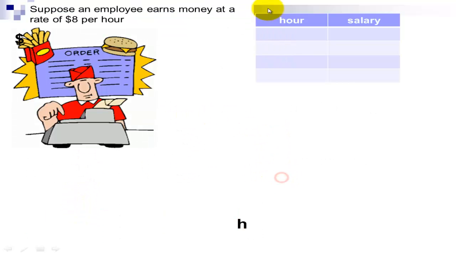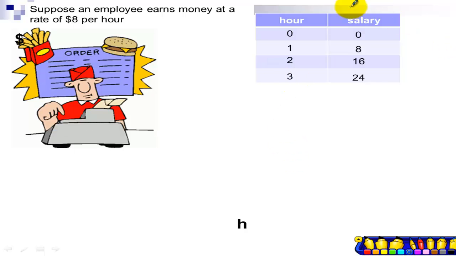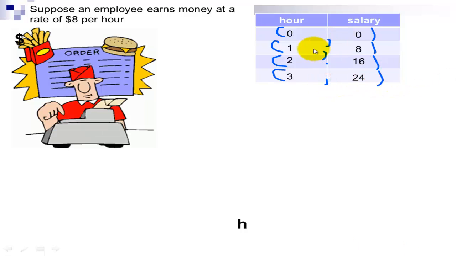So let's write this information in a table. For no work at all, if the employee will not work, then the salary will be 0. 1 hour of work, that's $8. 2 hours of work, that will be $16. And 3 hours of work, it will be $24. Now let's take this table and use the given values as points so that we can graph this relationship.